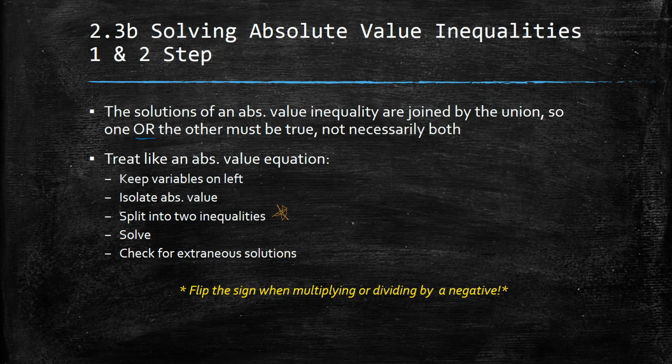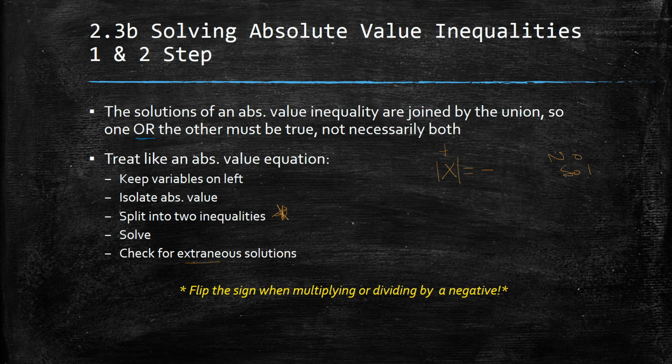You want to keep the variables on the left-hand side, isolate your absolute values, split into your two equations, and this is going to change a little bit, okay? And then check for your extraneous solutions. This is also different from when you were solving the equations. The extraneous solutions aren't just going to be when you have a negative on the left. So, for example, when you were solving absolute value equations, if you had a negative number over here, you were going to have no solution, because you know that the absolute value of any number is positive, and a positive cannot be equal to a negative, so you have no solutions there.